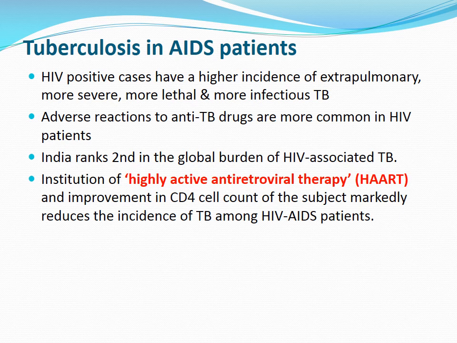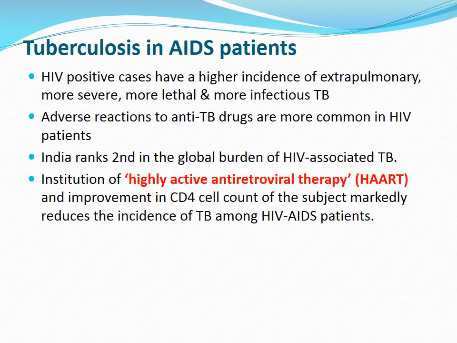Remember, whenever tuberculosis occurs in an HIV patient, the treatment should not be withheld because of antiretroviral treatment. It should be started immediately. Okay. Now, what happens? Adverse reactions which are associated with antitubercular drugs are more common in HIV patients. For example, isoniazid, INH: N-neuropathy, H-hepatotoxicity, they are more common in HIV patients. Rifampicin, again; ethambutol, retrobulbar neuritis; pyrazinamide, hepatotoxicity, hyperuricemia, they are more common in HIV patients. So, we have to take precautions. India is ranking second in the global burden of HIV-associated tuberculosis.